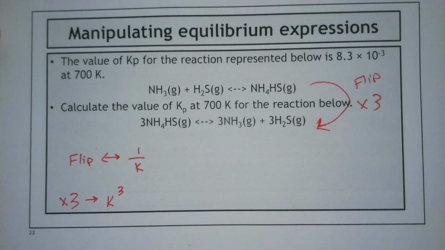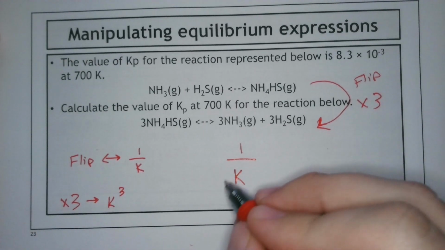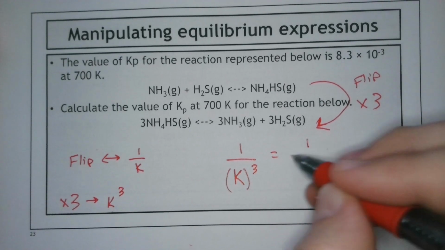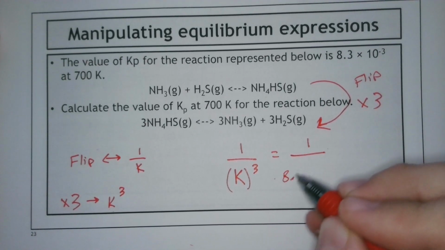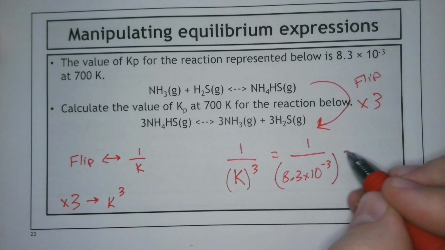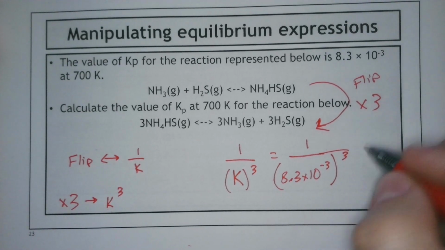So both of these things will be done to it. So I'm going to flip my K and I'm going to cube it. The order you choose to do this doesn't really matter. So my K, I'm just going to plug in my 8.3 times 10 to the minus 3 cubed. You can cube it and then flip it, or flip it and then cube it. You'll get the same answer either way.